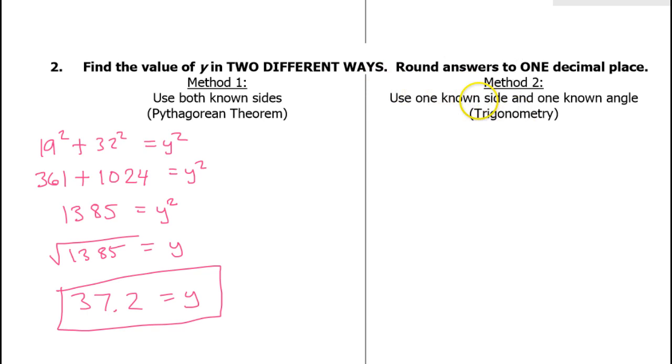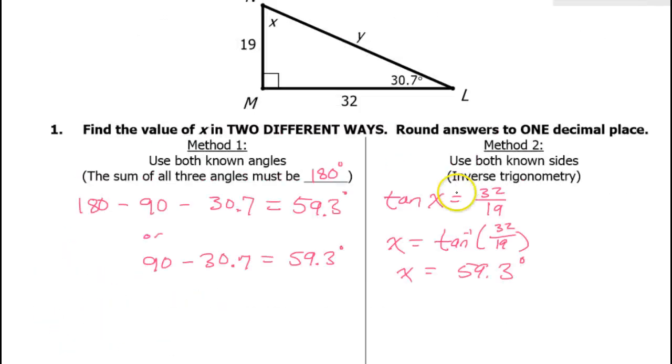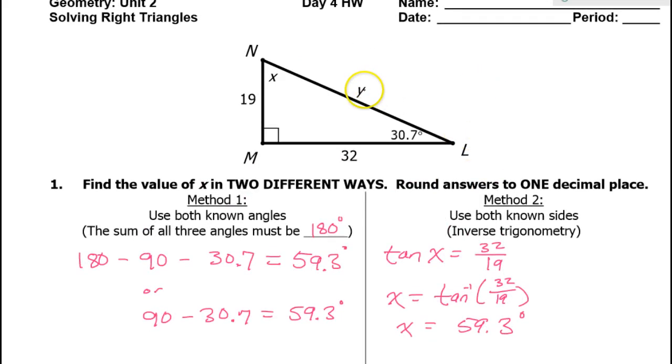Now, the other method is to use trigonometry: tangent, sine, and cosine. So let's look back and see. Let's use the angle that we were given from the start. So we will use this angle. Now I want to find this side. I can really pick either one of these other sides in order to solve this problem. I'm not going to use them both. I just need to pick one, and it really doesn't matter. So let's say I pick the 32.